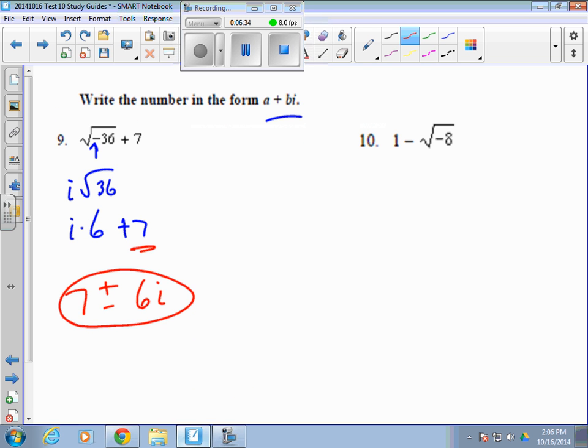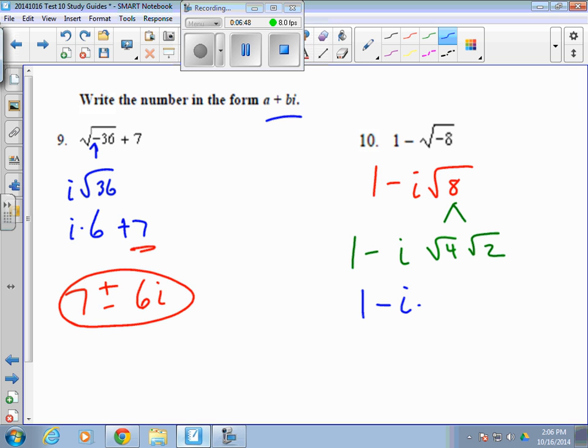This one you're going to do the same thing. 1 minus i times the square root of 8. In order to break down the square root of 8, it's 4 times 2. So still 1 minus i times that, or 1 minus i times 2, since the square root of 4 is 2, times the square root of 2. So it's going to be both 1 plus or minus 2i times the square root of 2.